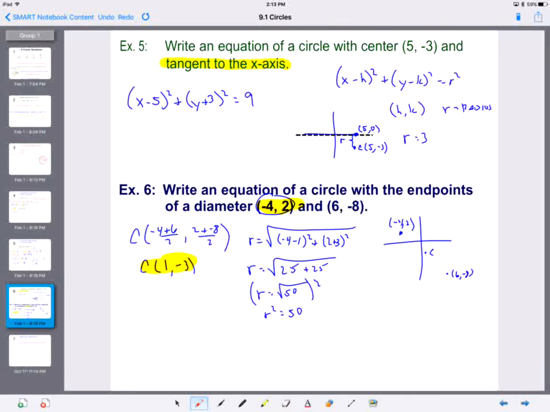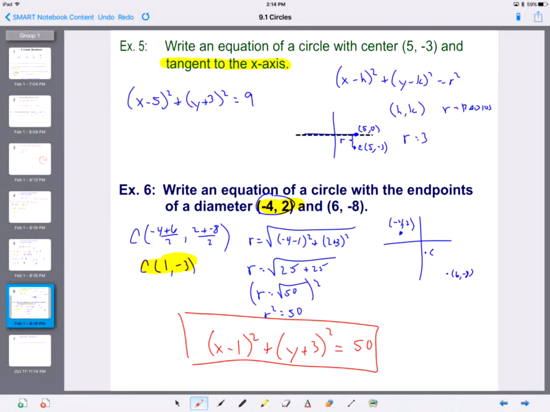So if you do simplify the square root of 50, you're just really creating more work for yourself. So the answer to the equation of this information would be (x - 1) squared plus (y - (-3)), which is plus 3, squared is equal to the radius squared, which is 50. Not the square root of 50. The square root of 50 would be the radius. We want the radius squared, and that would be 50.